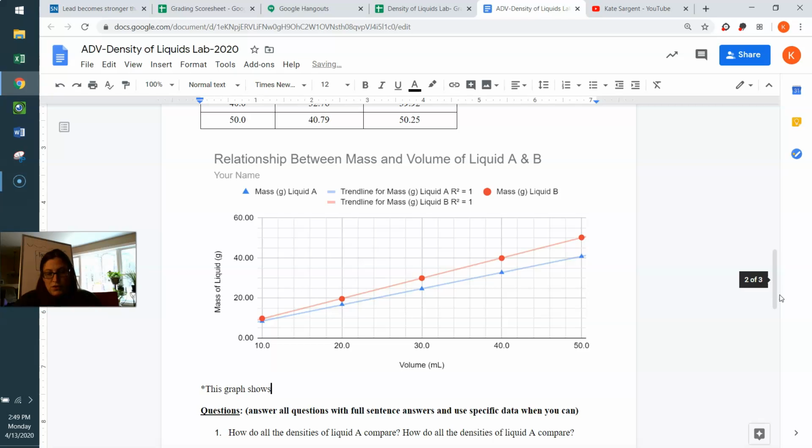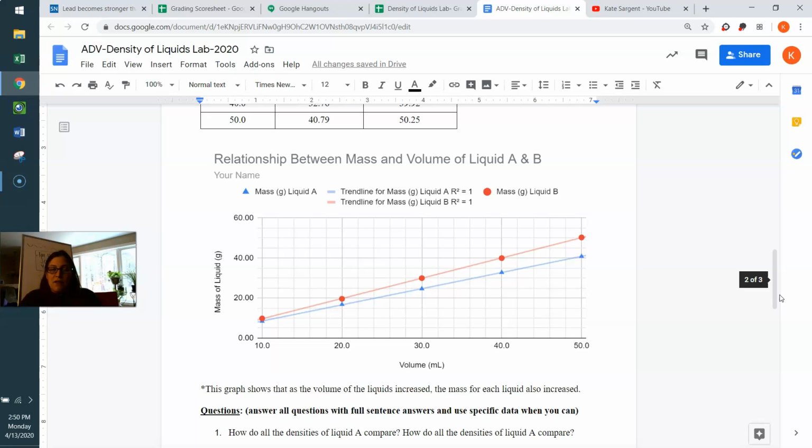So for instance, this graph shows that as the volume of the liquids increased, the mass for each liquid also increased. And you could put some representative data in there to show what you were discussing. There you have it. I expect that you do now the same for density versus volume of both liquids.